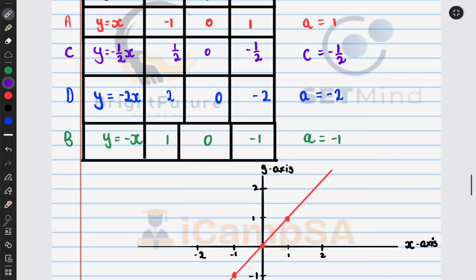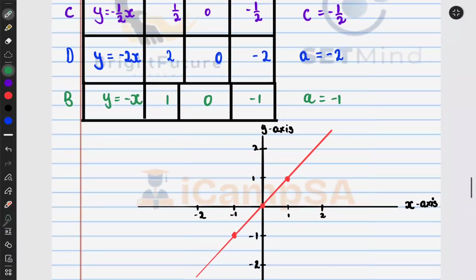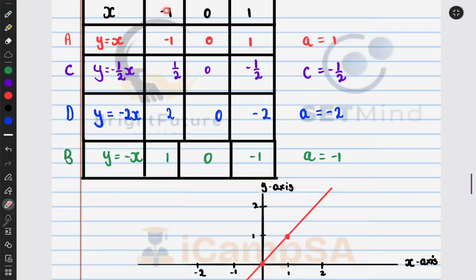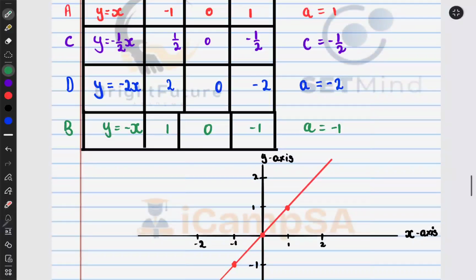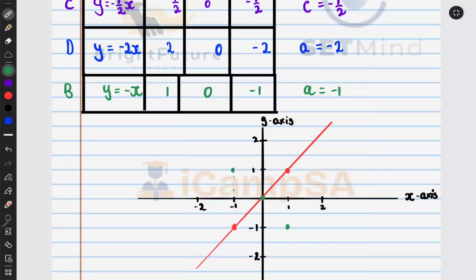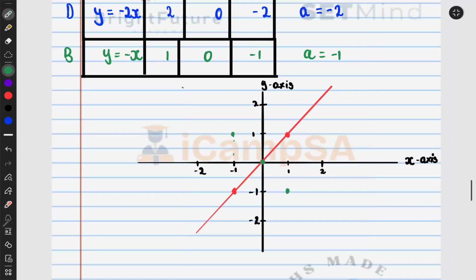Okay, let's quickly sketch function number b secondly, which is just the reflection of the mother graph. Where x is equal to negative 1, y is equal to 1. Where x is 0, y is 0. And then where x is 1, y is equal to negative 1. And then next we simply join the points.